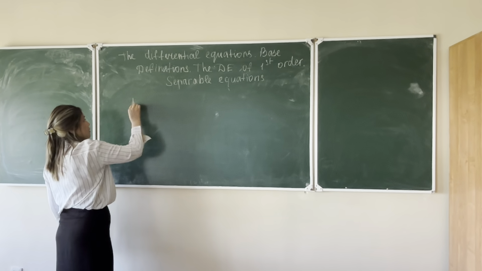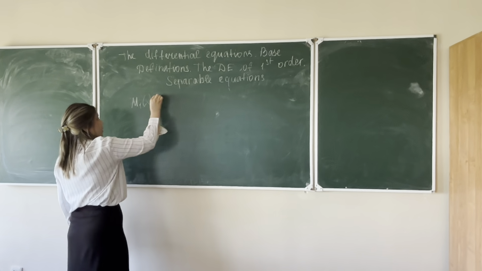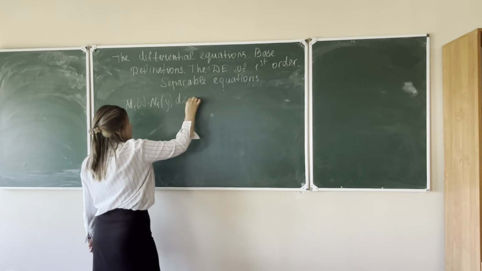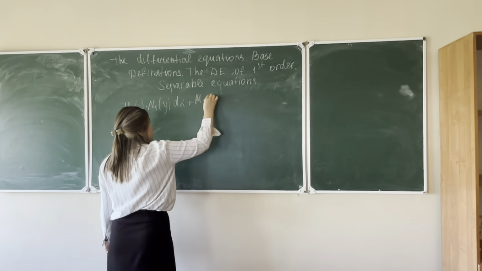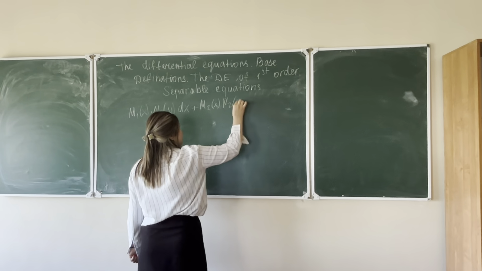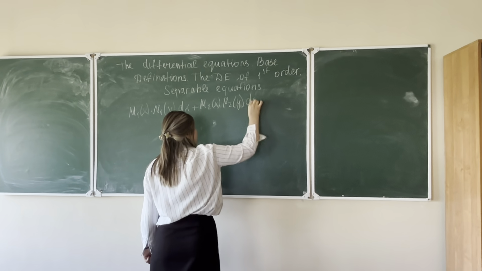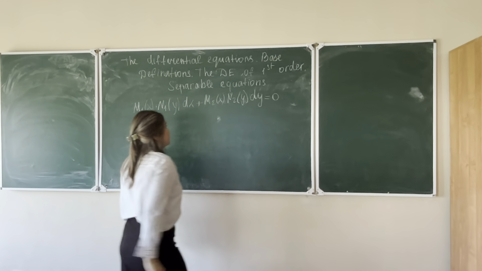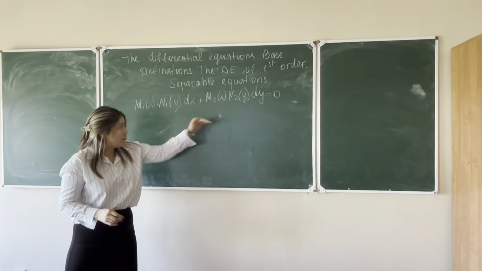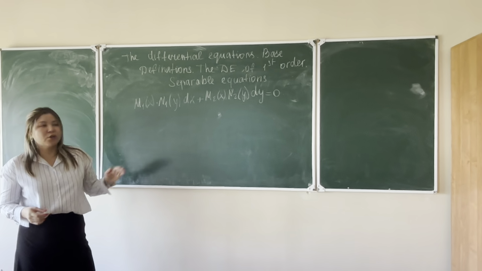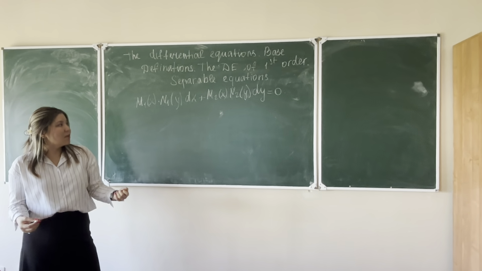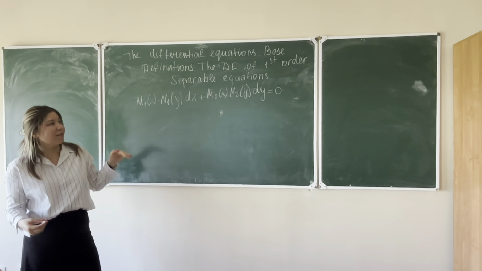Okay, let's start. M1(x) M2(y) dx plus N1(x) N2(y) dy equal to 0. These forms of differential equations are called separable differential equations. To solve these forms of differential equations, firstly we need to separate the variables.